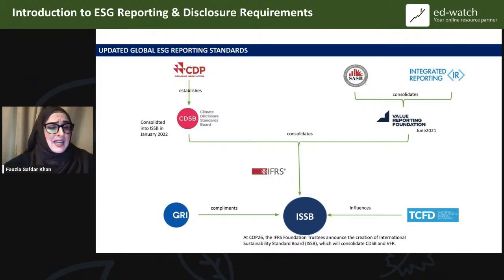You have seen that there are two organizations on your right side, SASB and IR. They consolidate in VRF. And CDP, which is established by CDSB. I will tell you about all this just now. They have been consolidated to IFRS. IFRS has created one board, which is ISSB, International Sustainability Standard Board, and they are using the work of TCFD and GRI. This is just, I read this slide. I will just tell you what these things are.